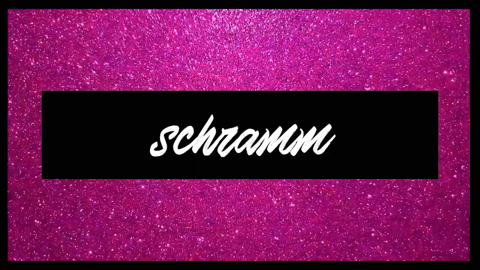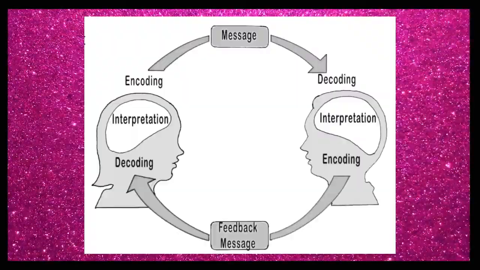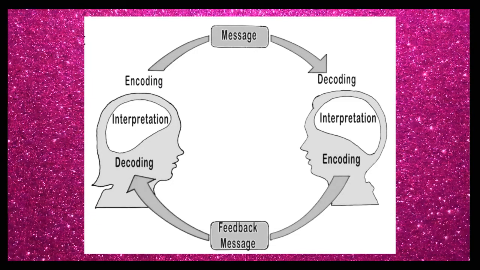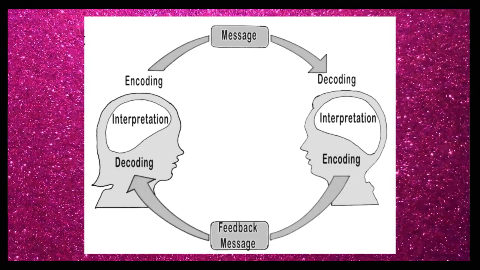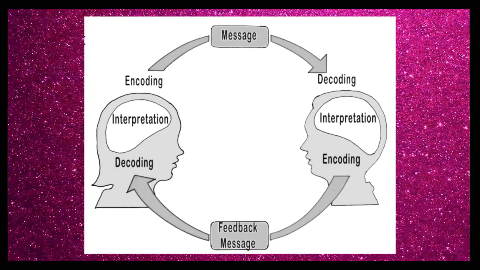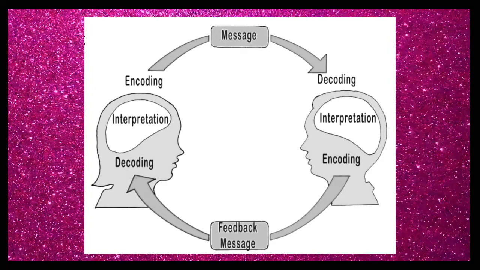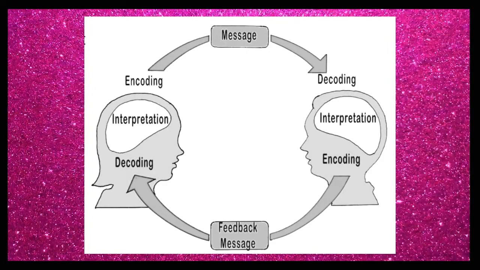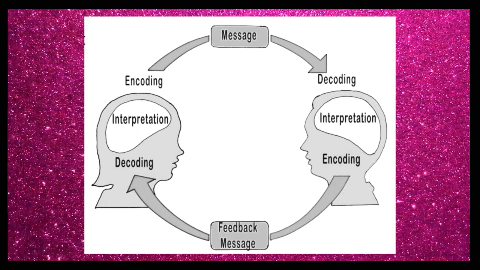Moving on to the second one, the Schramm's model. The model shows that an encoded message is sent to the receiver to decode and interpret. The receiver then encodes a feedback message to the sender, which he or she also decodes and interprets.